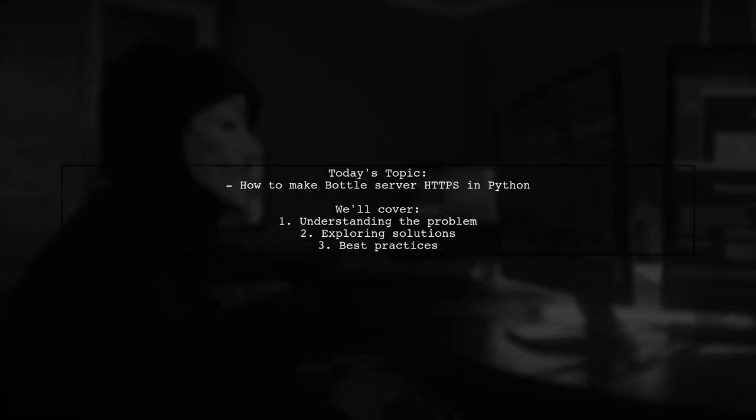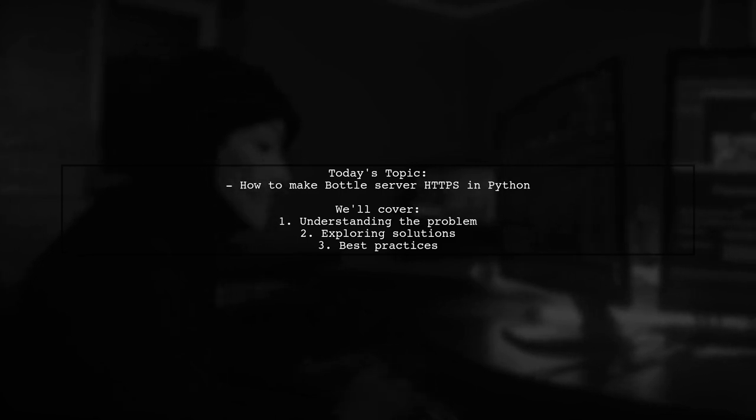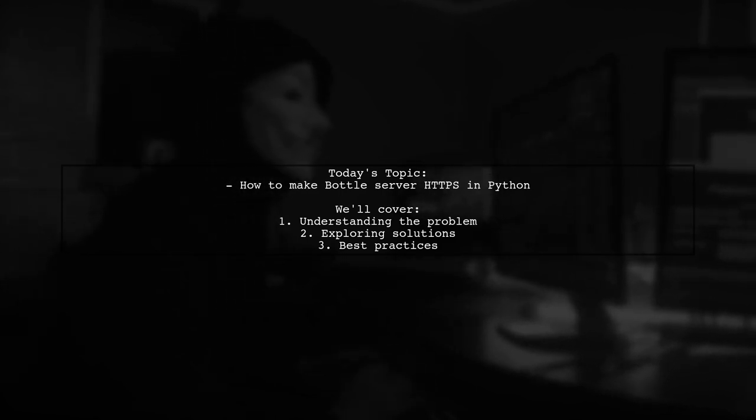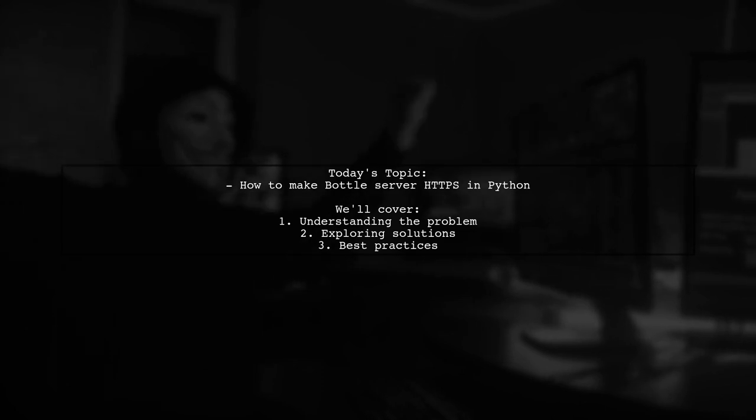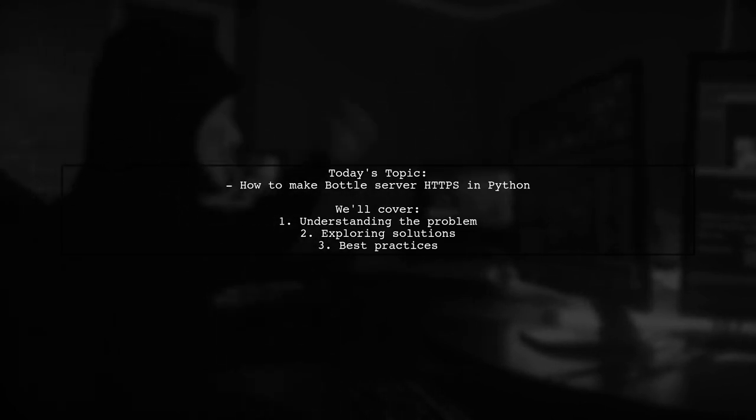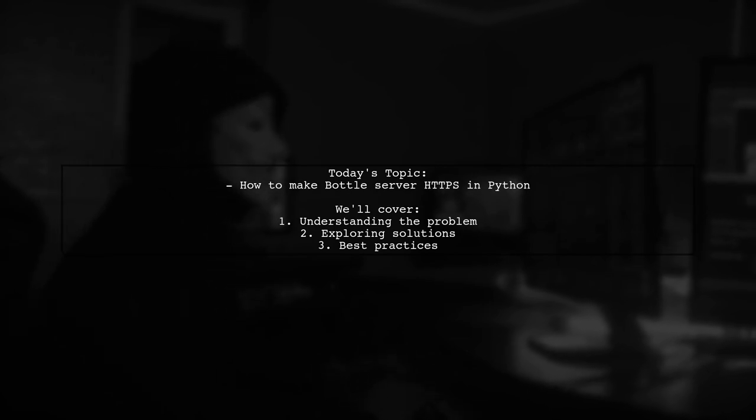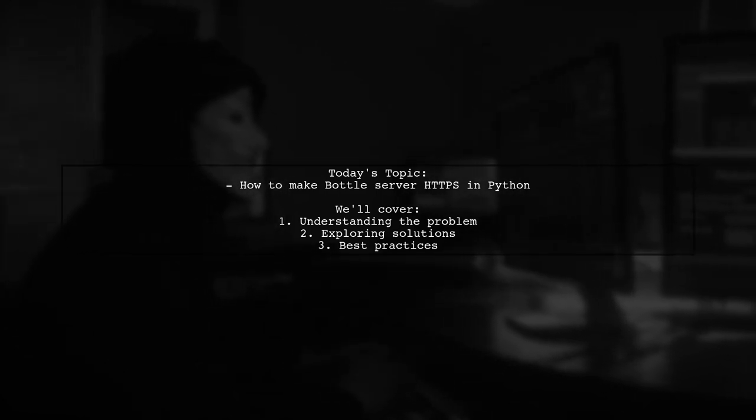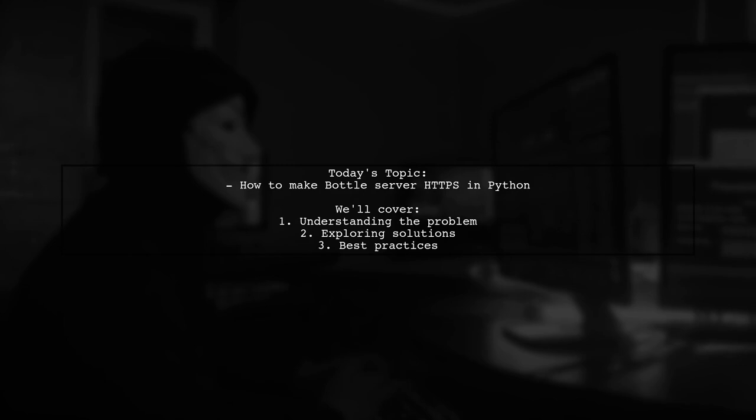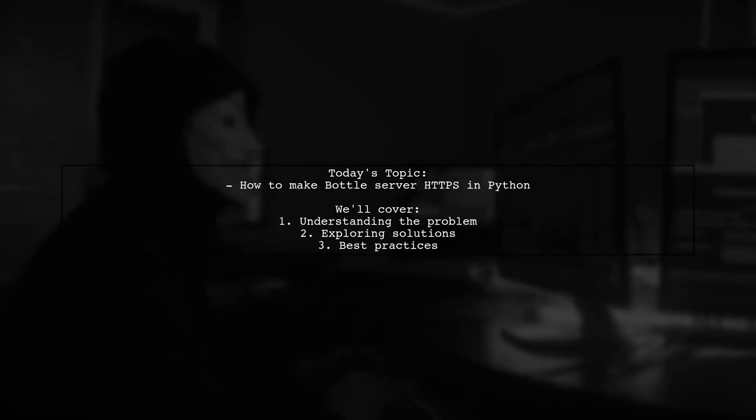Today, we're tackling a question that many developers encounter when working with web services. Our viewer is using Bottle, a lightweight WSGI framework, and wants to upgrade their application to handle secure HTTPS requests. They mention that their current setup is running on Bottle's default server, which only supports HTTP. They've tried switching to CherryPy, but faced compatibility issues with the latest version and the PyOpenSSL adapter. Let's dive into this challenge and explore some effective solutions together.